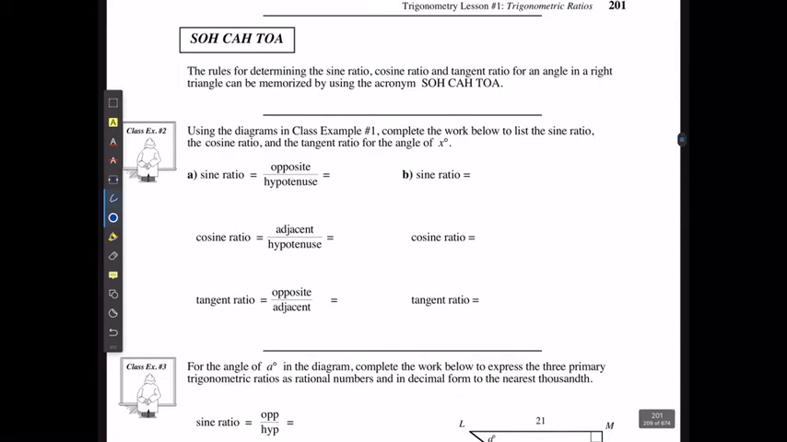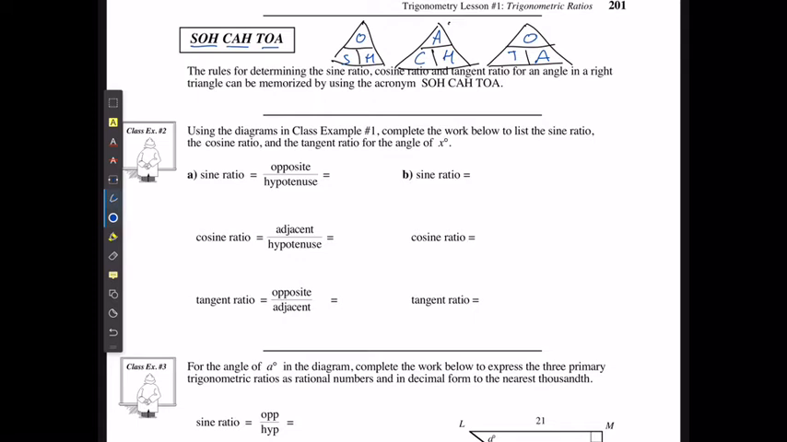The simplified way of stating this is SOHCAHTOA. Sometimes you'll see it in these triangle forms. And all it means is sine of an angle is equal to the opposite over the hypotenuse, cos of an angle is equal to the adjacent over hypotenuse, and tan of an angle is equal to the opposite over the adjacent.